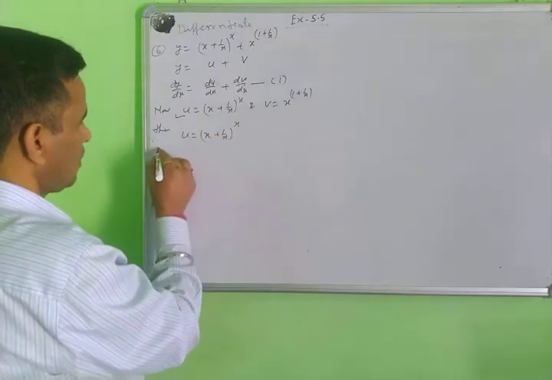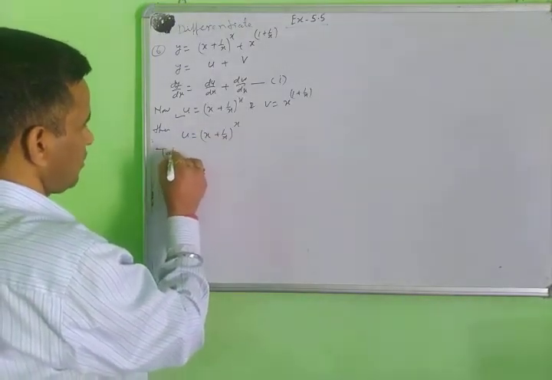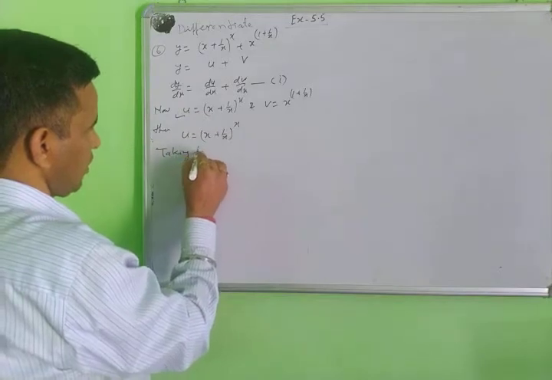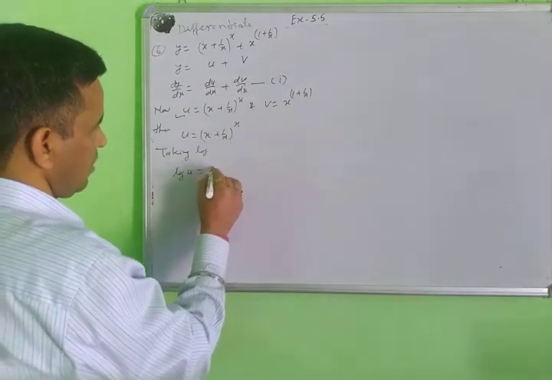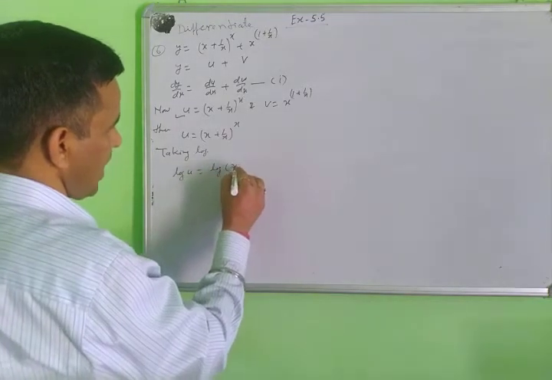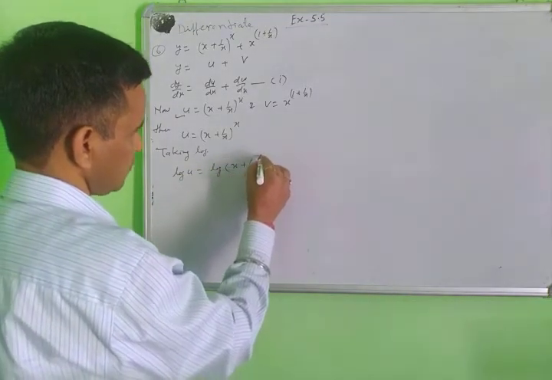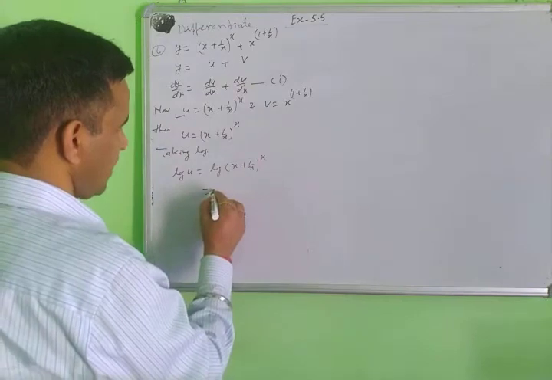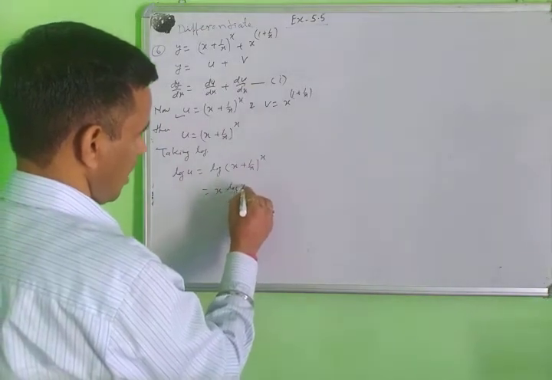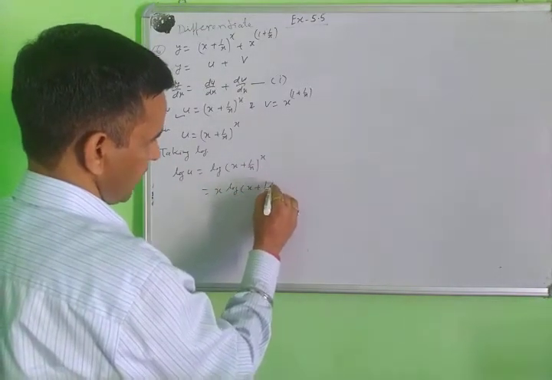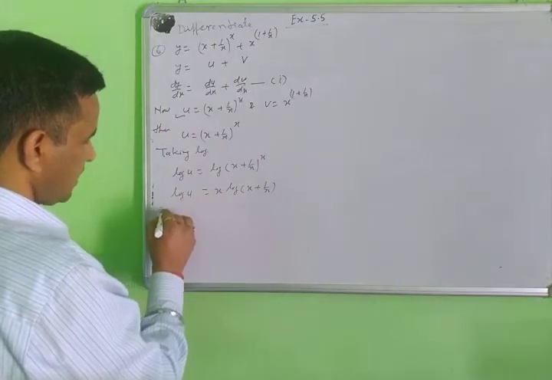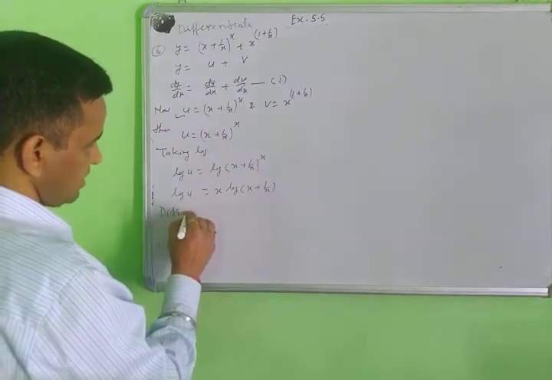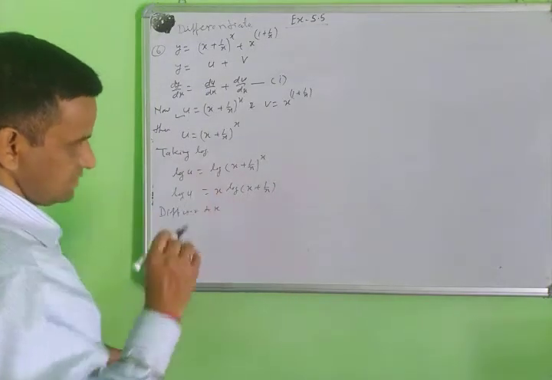Taking log, log u equal to log (x plus 1 upon x) whole exponent x. Then you write here x log (x plus 1 upon x), using the log identity here, and this is the log u. Then you differentiate here, differentiate with respect to x.